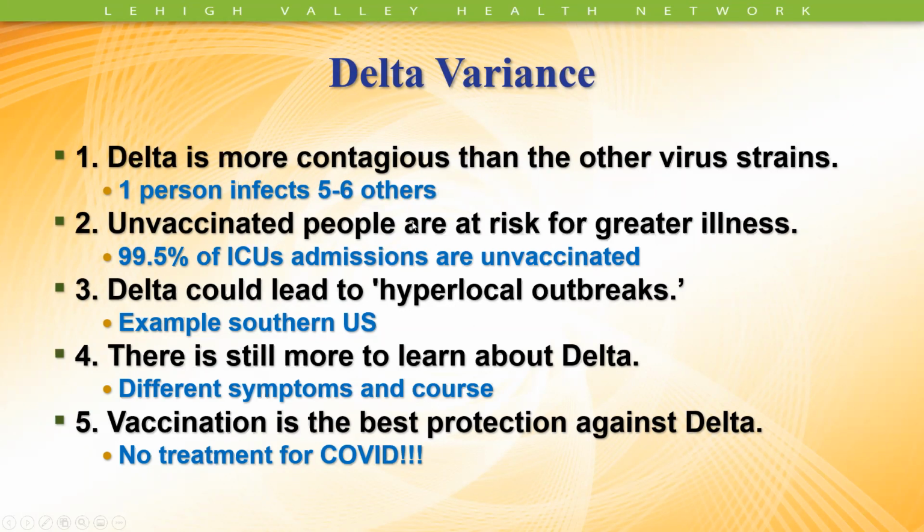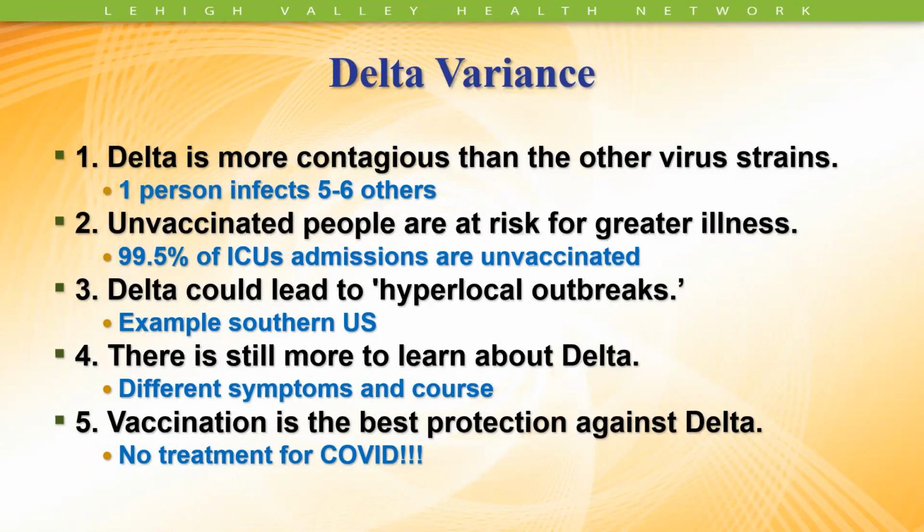Okay. Unvaccinated people are very high risk for illness. 99.5% of the ICU admissions are unvaccinated. It could be hyperlocal outbreaks, and we see that. And this is what I'm saying. You could argue the point in the United States right now, we don't have a COVID pandemic currently. We have a COVID endemic, meaning that there are areas that are extremely surged with COVID, and there's areas that have sprinkling of COVID.